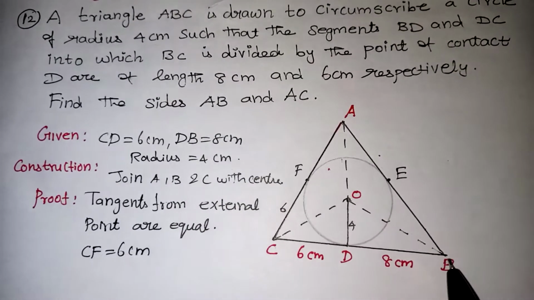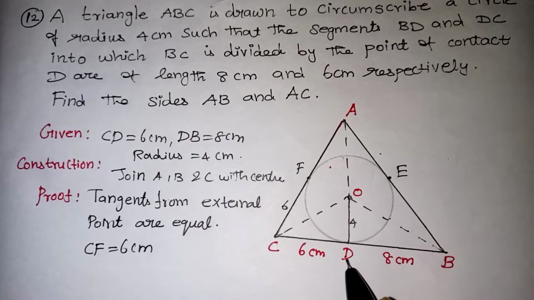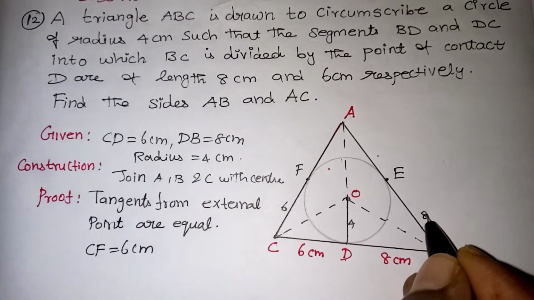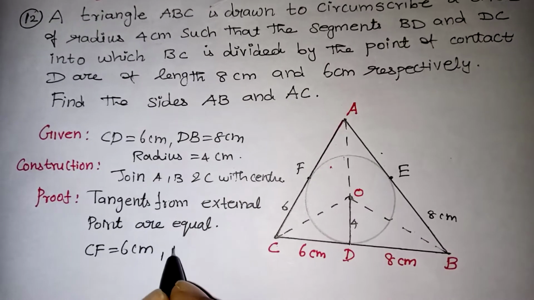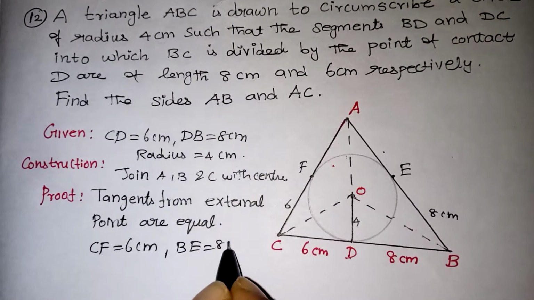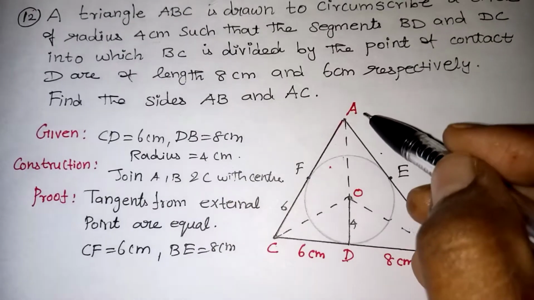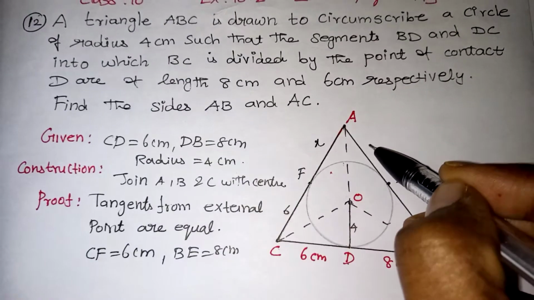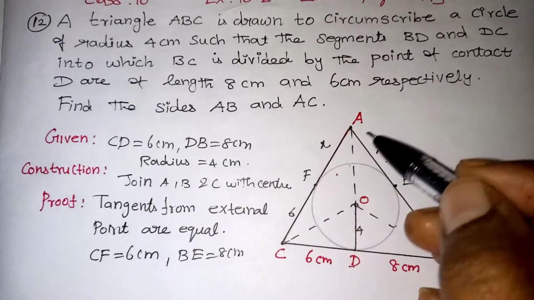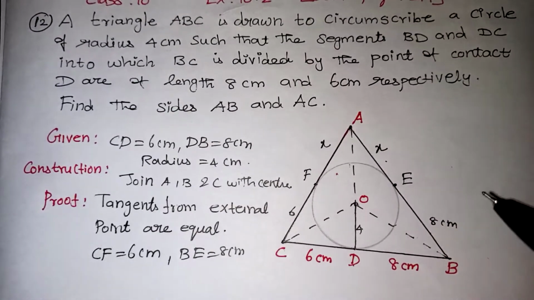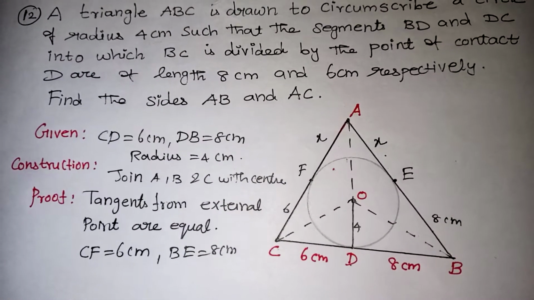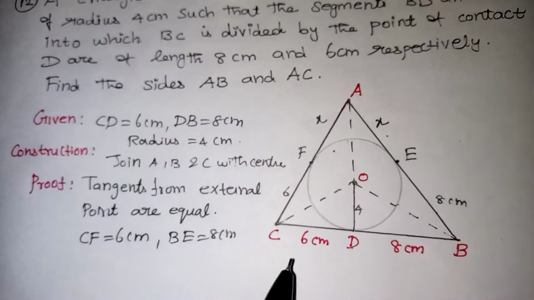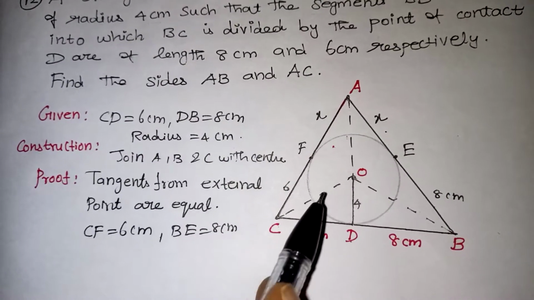Same way, here B is an external point. BD is 8 centimeter, so definitely BE will also be 8 centimeter. Now we don't know the value of these two parts. So let us consider this is x, this is also x only. So AF is x, AE is also x. That alone we don't know, and we need to find it out. If we find the x value, your problem is over.